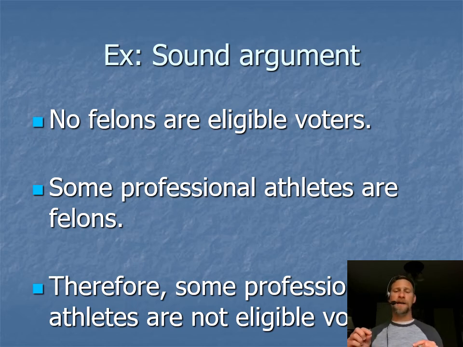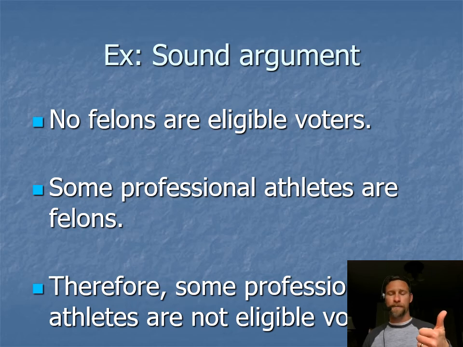Now, let me back up quickly here. If we're looking for validity first, that's the first criteria. Well, can you reach the conclusion given those premises? Can you say some professional athletes are not eligible to vote? Is that valid to say, given the idea that no felons are eligible voters and some professional athletes, well, they are in fact felons? We hear about these stories all the time in the news, don't we? Where athletes mess up. So given those two premises, can we reach that conclusion? The answer is yeah, absolutely we can. So it's valid. We can get to the conclusion.